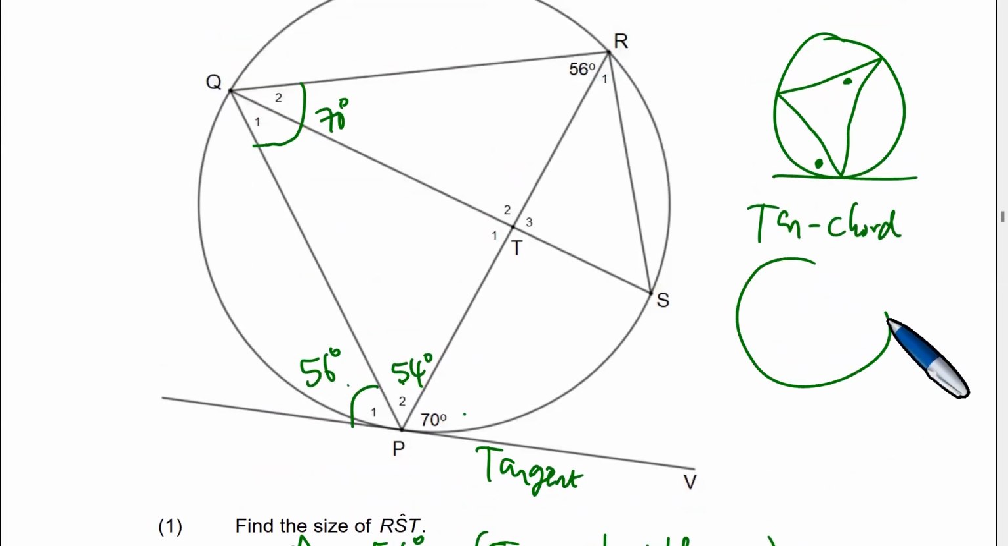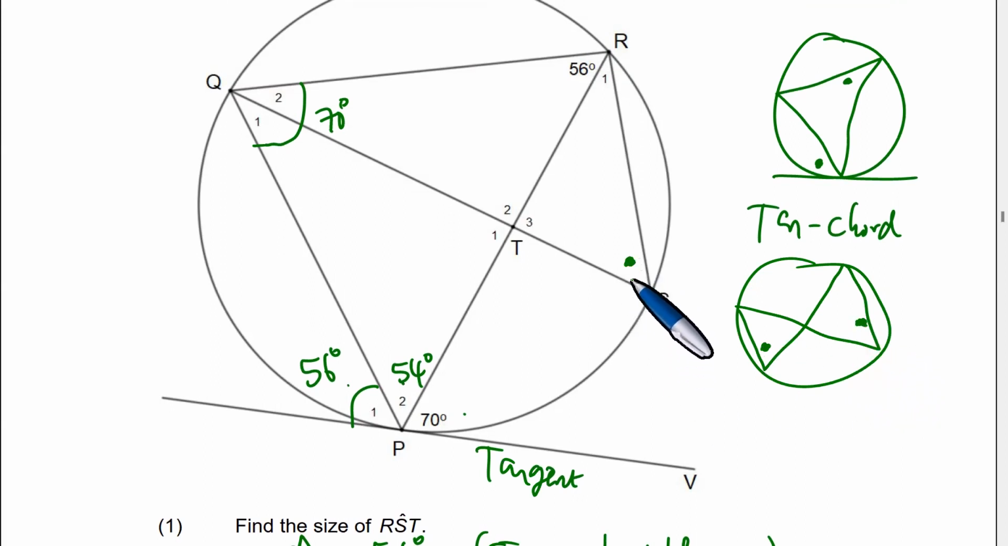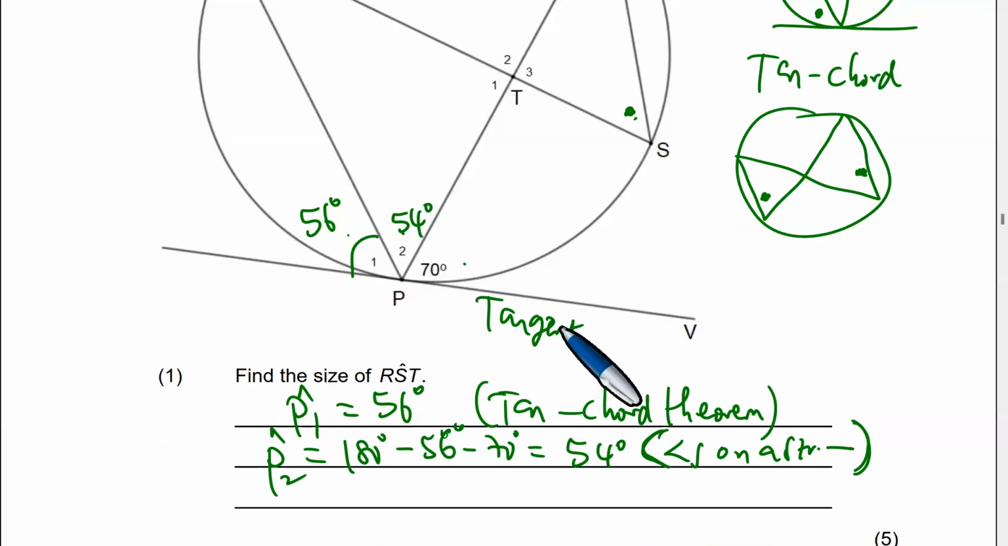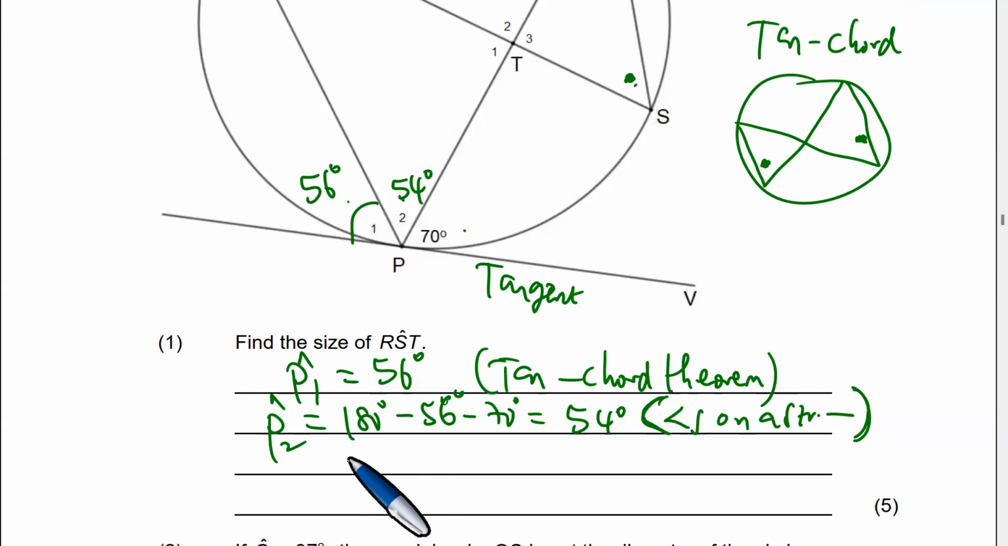Now this is good news because if you have a figure like so, this is like a cyclic quad as well. So this angle here must be equal to this angle there, which means angle S is equal to angle P2. So we conclude here, angle S equals angle P2, which equals 54 degrees.